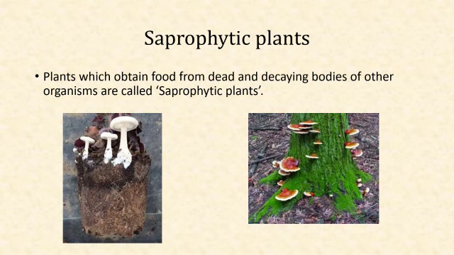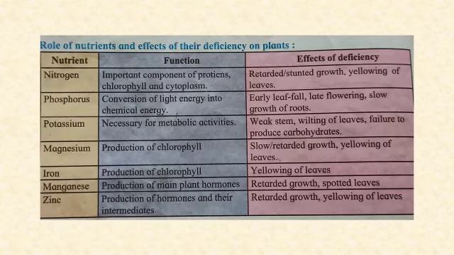Digestive enzymes are proteins that speed up chemical reactions that break down or simplify the carbon compounds present in the dead organic matter. The resulting solution is absorbed to obtain nutrients. Here is a table of role of nutrients and effects of their deficiency on plants.